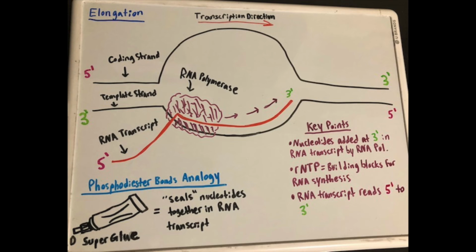RNA polymerase will move down our sequence along the template strand 3' to 5', synthesizing our RNA strand in the 5' to 3' direction. Finishing our elongation phase of transcription, new nucleotides are added to our RNA transcript, where phosphodiester bonds seal these nucleotides together like superglue for the newly synthesized RNA transcript.